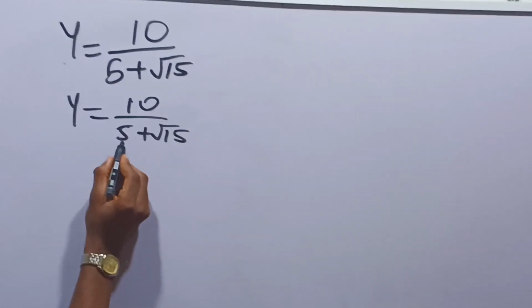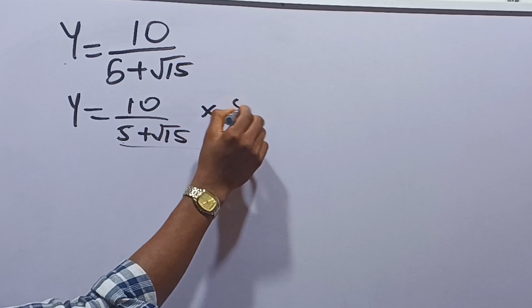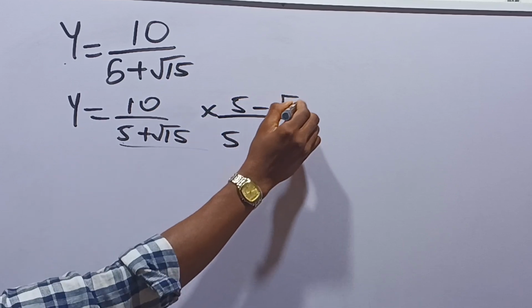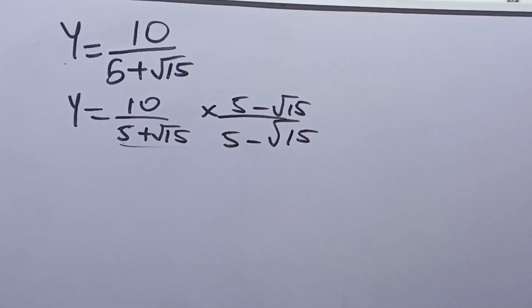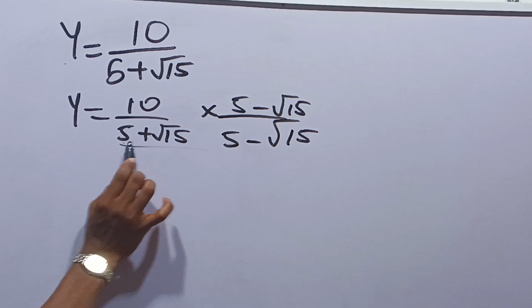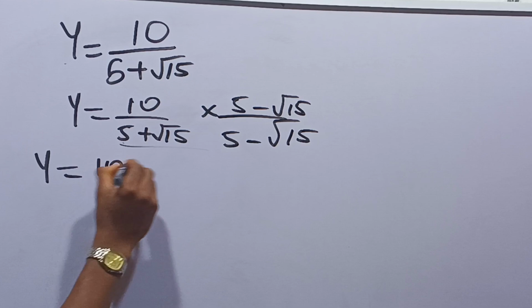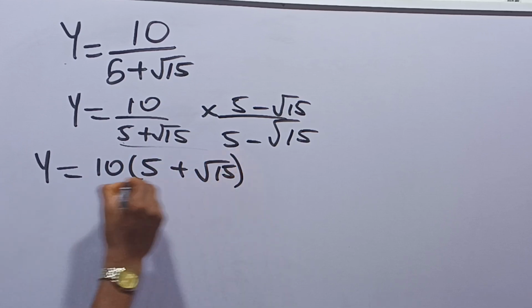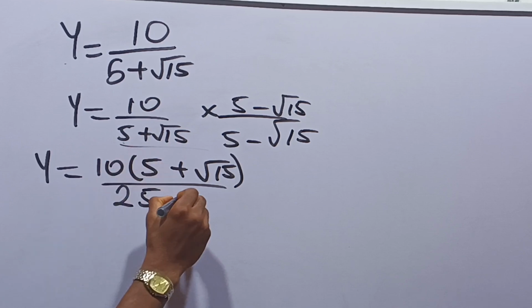We are going to conjugate this denominator to remove the surd. So multiply both the numerator and the denominator by 5 minus root of 15. This is called rationalizing the denominator. We multiply by the conjugate of this denominator. From here, y will be equal to 10 times 5 minus root of 15, divided by 5 squared, which is 25, minus root of 15 squared, which is 15.